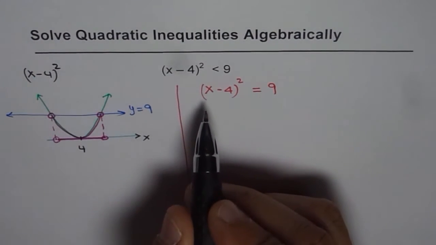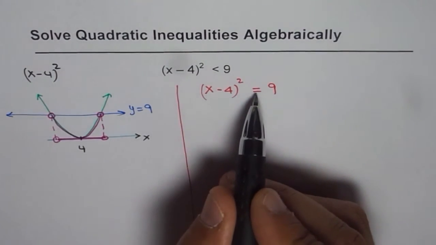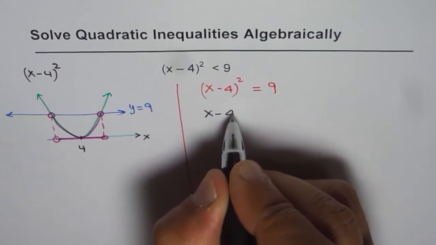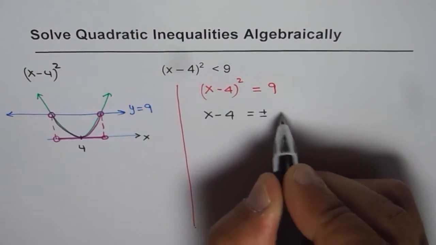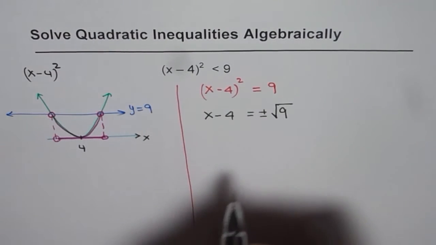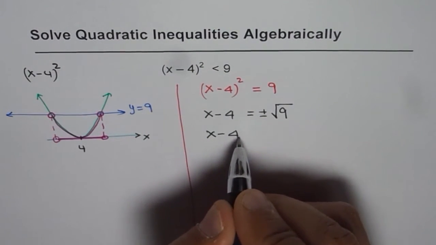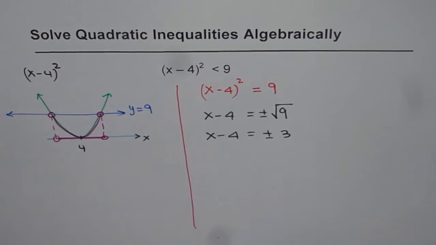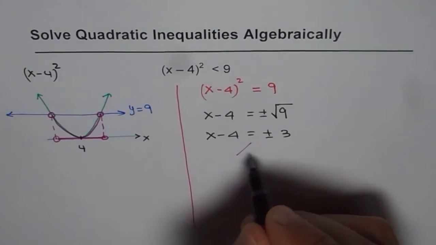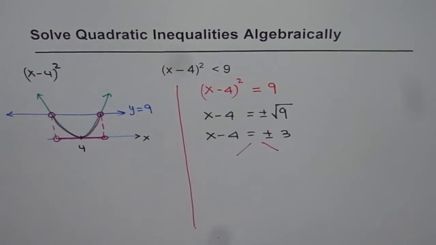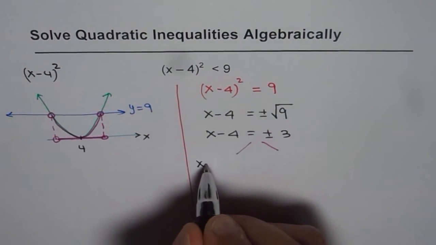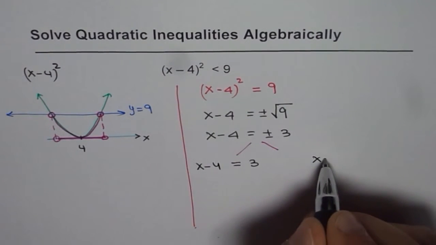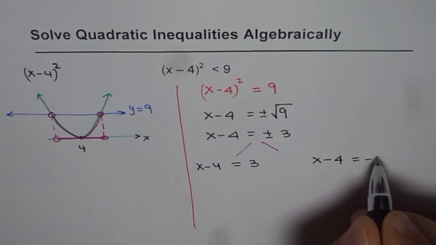So let's solve this equation now. (x minus 4) whole square equals 9. To solve it, let's take the square root of both sides. That means we have x minus 4 equals plus or minus square root of 9. So we get x minus 4 equals plus or minus 3. There are 2 possible solutions here, so let's solve for both one by one. The first one is x minus 4 equals plus 3. The other one is x minus 4 equals minus 3, right?